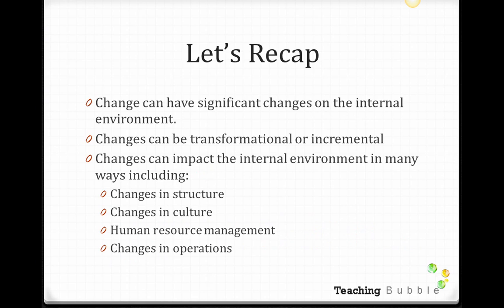So just to recap, changes can be significant on the internal environment. They can be transformational or incremental. Transformational being a large type of change and incremental being smaller changes. And changes can impact the internal environment in many different ways, but the ones that we go through in depth are changes in structure, changes in culture, changes in human resource management, and changes in operations.